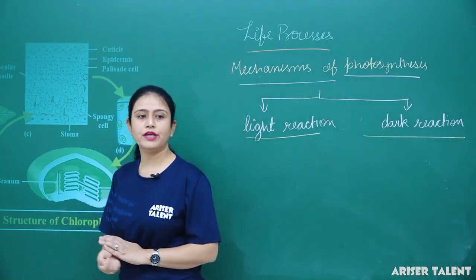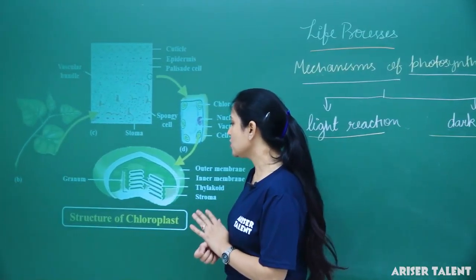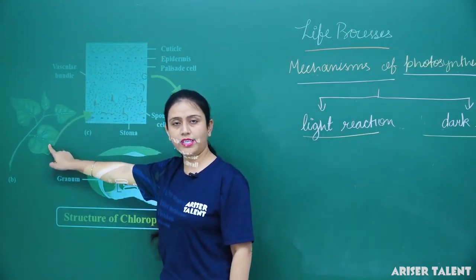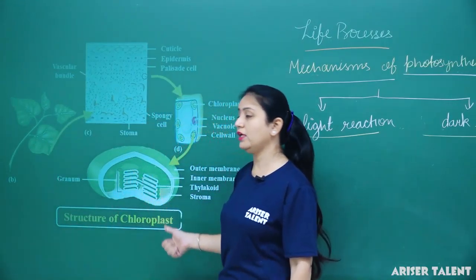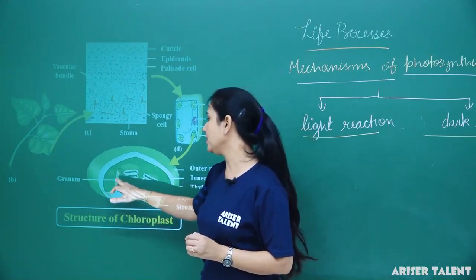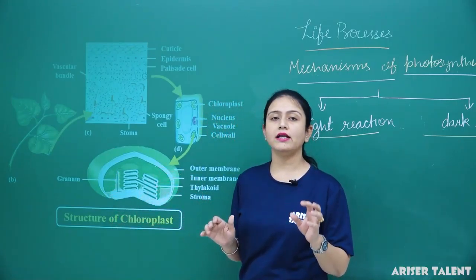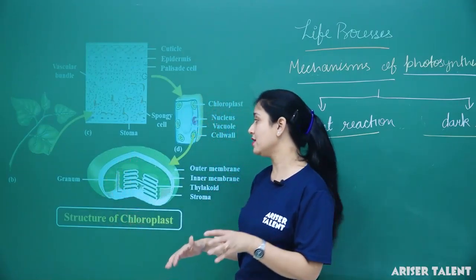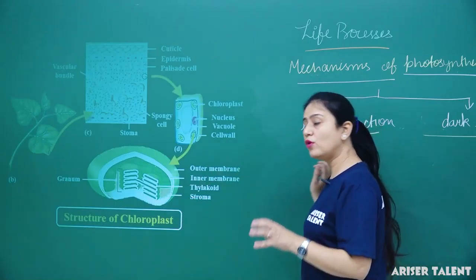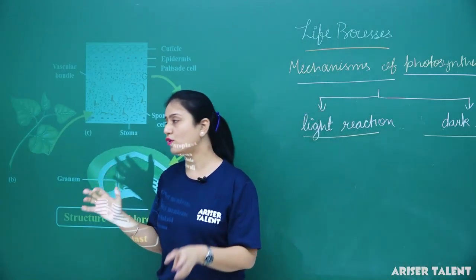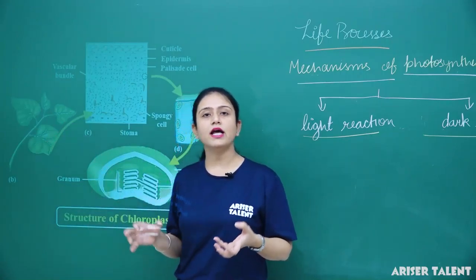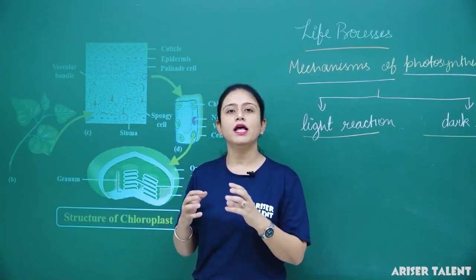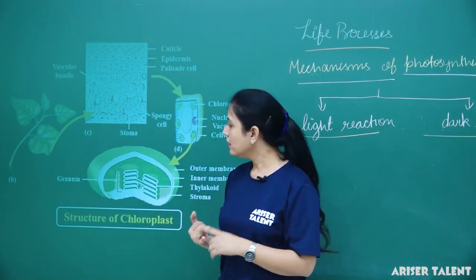Now let me explain how the mechanism takes place. What happens when the sunlight falls on the leaf? This chlorophyll, which is present in the chloroplast, in the granum part of the chloroplast, performs this light reaction. What happens when the sunlight falls on the leaf? Then this chlorophyll absorbs the violet and blue color of it, and then it reflects the green color.